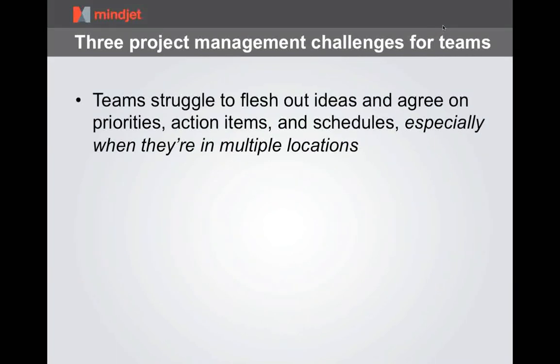one is that teams struggle to flesh out ideas and agree on the priorities, the definition, the scope, the action items, the schedules, all the pieces that you should theoretically agree upon before you even start the project. And this is exacerbated when you have people in multiple locations. So again, it's the agreement, it's the scope, and once you have different time zones and offices and networks inside the company, cross-department, outside the company, there's so many people it takes to get anything done these days because we're all specialists.